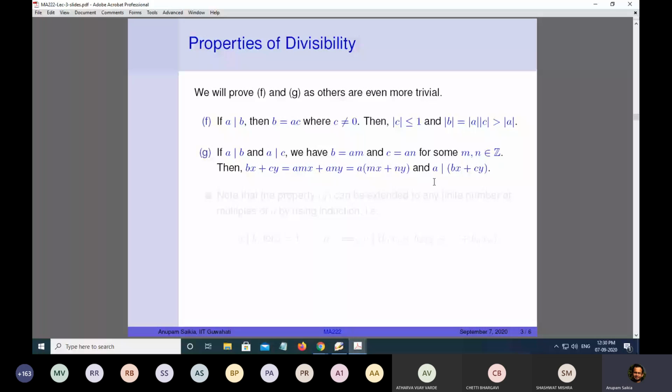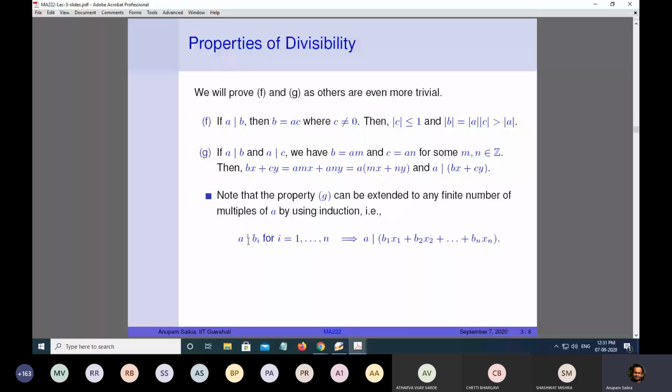Of course, with some of these properties you should always ask what will happen if I take finitely many, or in some cases infinitely many, rather than just two. There is nothing special about 2. We can extend it to any finite number of multiples of A. In other words, if each Bi is a multiple of A, then A will divide any integral linear combination of these Bi. These are some of the properties of divisibility.